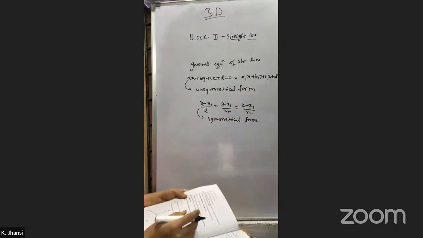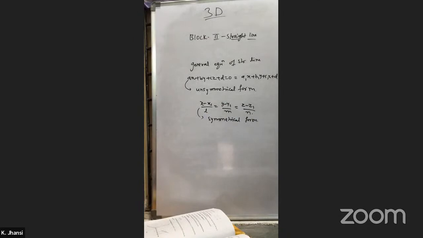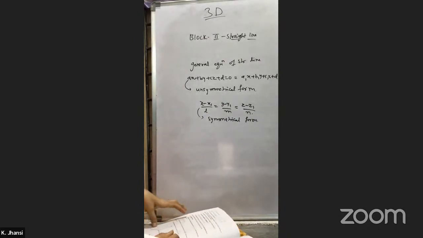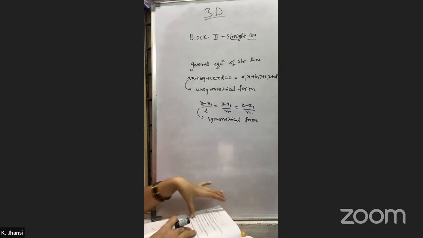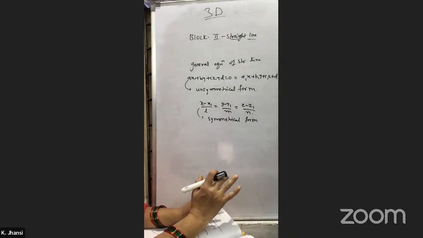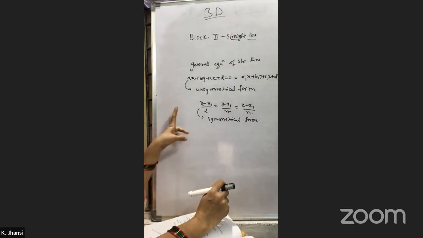Okay. So whatever the symmetrical form is, how did you get that? On page number 100, the procedure is there in the textbook, and how you got the general equation of the straight line also. But for us, there is no proof or procedure. Only problems will be asked.